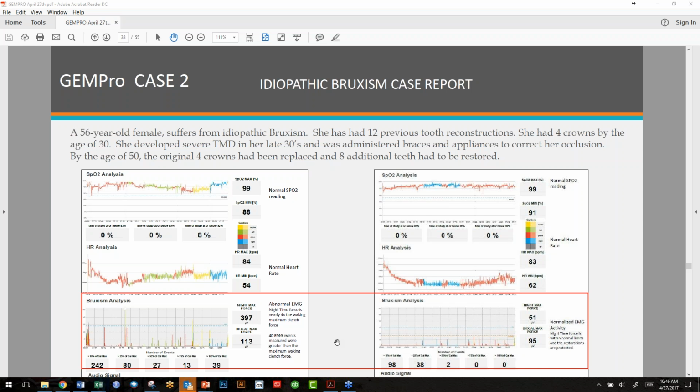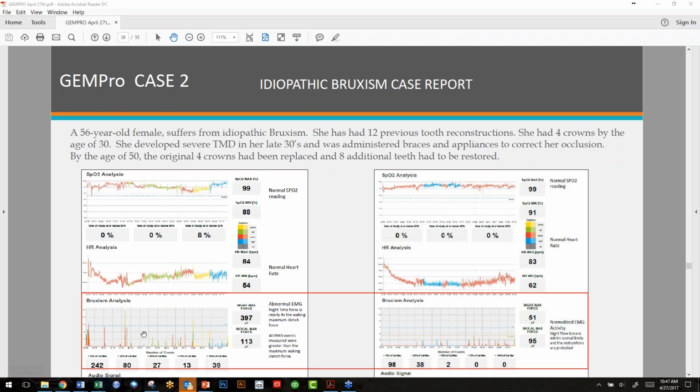So on her baseline, on the left, her SpO2 wanders around, but there's not a lot of desaturations. So this tells me that she's moving around a lot. She's not sleeping well. She's probably awake and asleep a lot. And her heart rate reflects that. So I'm pretty sure that's what's going on here with her SpO2.